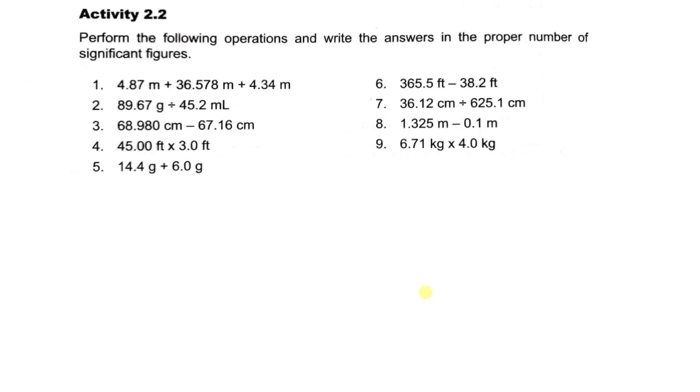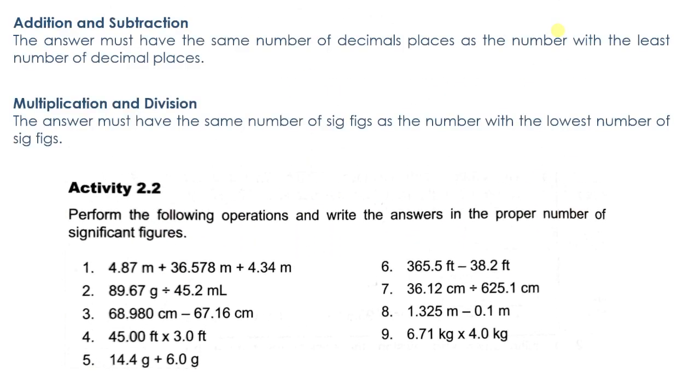For the second part, this is under significant arithmetic. So here, perform the following operations and write the answers in the proper number of significant figures. Again, we have different rules for different arithmetic. So this is the rule for addition and subtraction. This is the rule for multiplication and division.